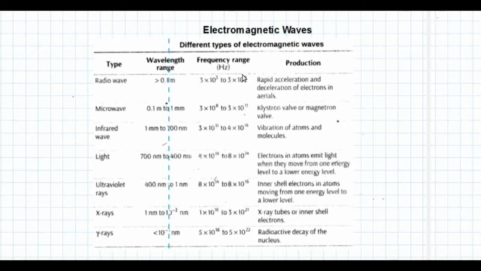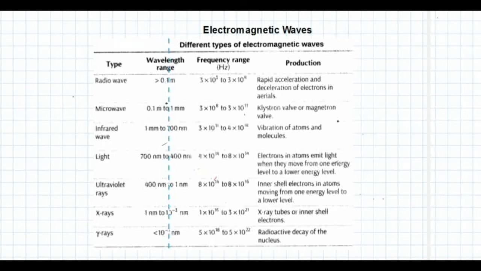Since frequency is lowest for the radio wave, its wavelength will be the highest. So you can see for radio wave the wavelength range is greater than 0.1 meter, and for gamma rays it is of the order of nanometer, right? So from radio wave to gamma rays, the frequency increases. In other words, wavelength decreases.